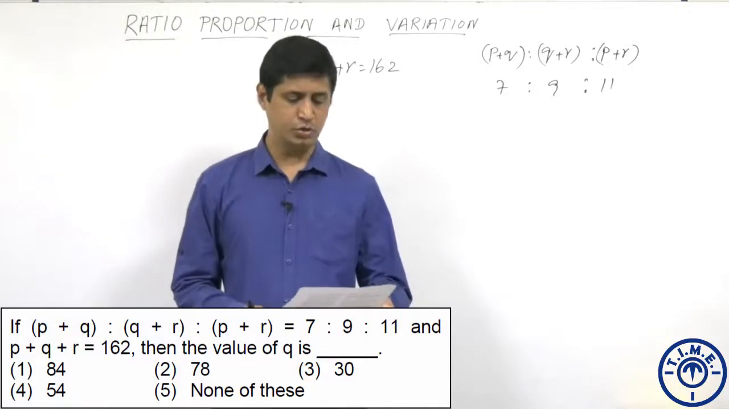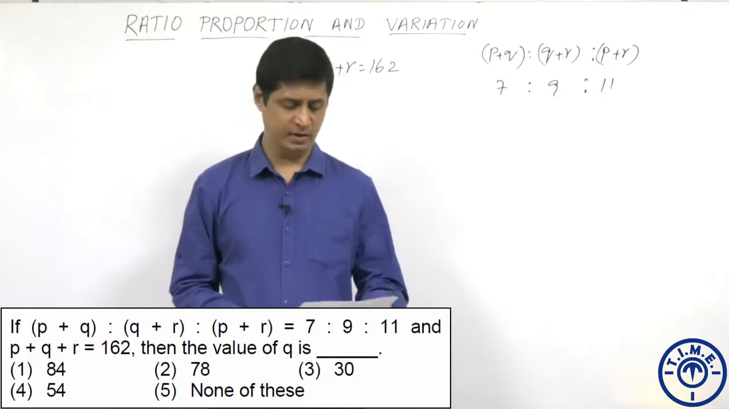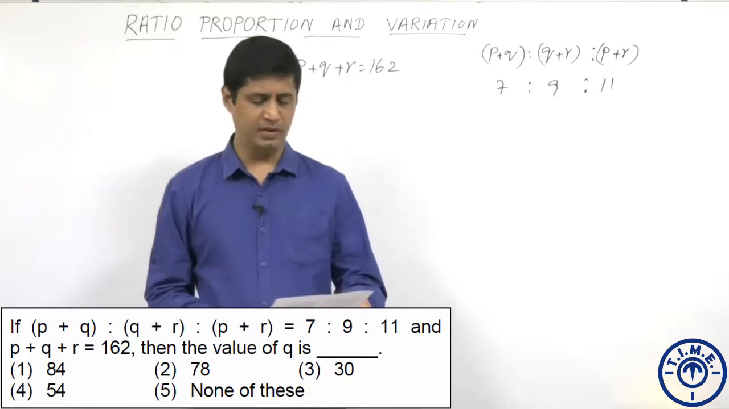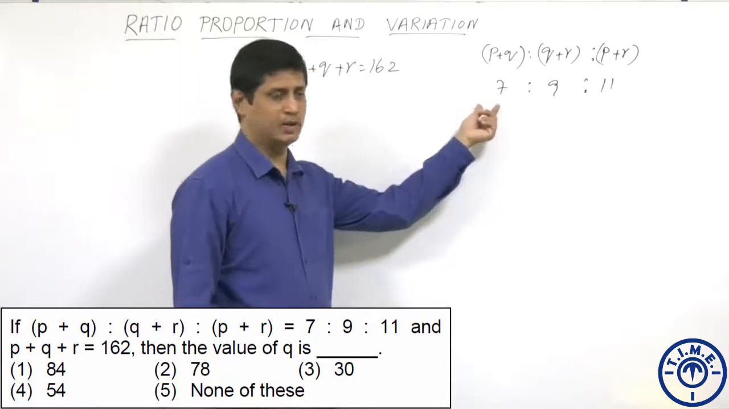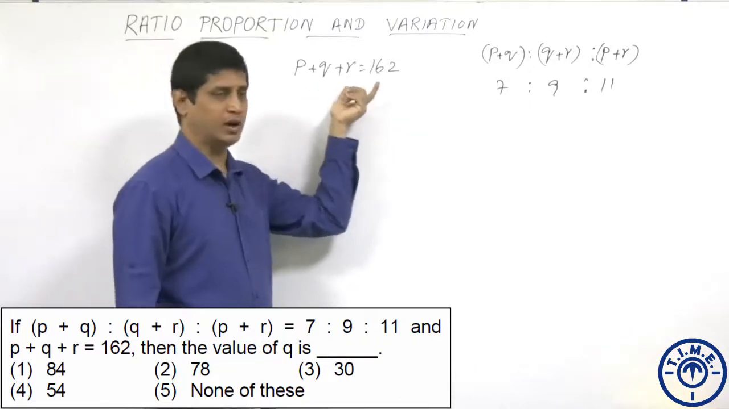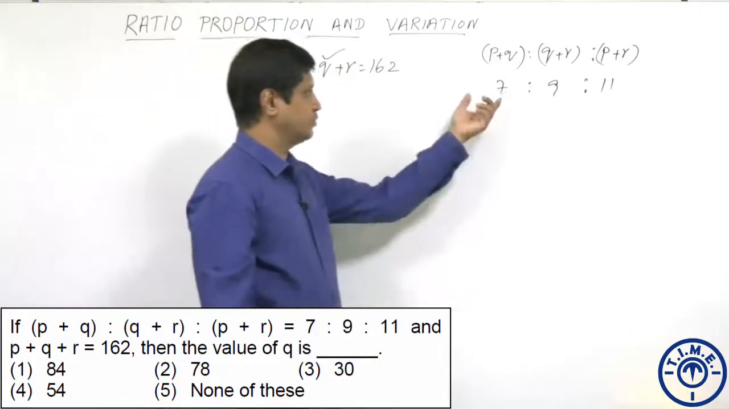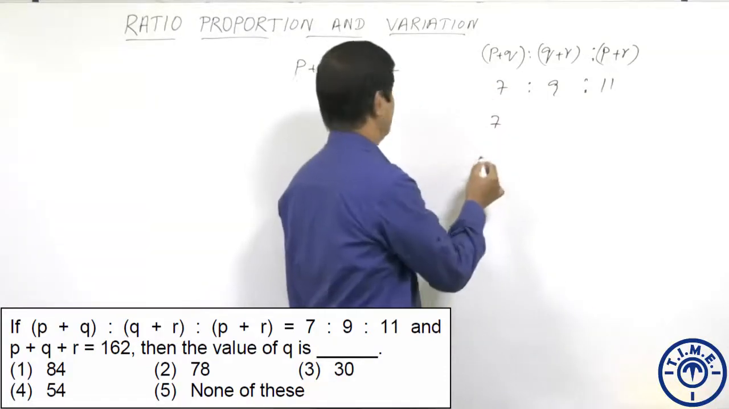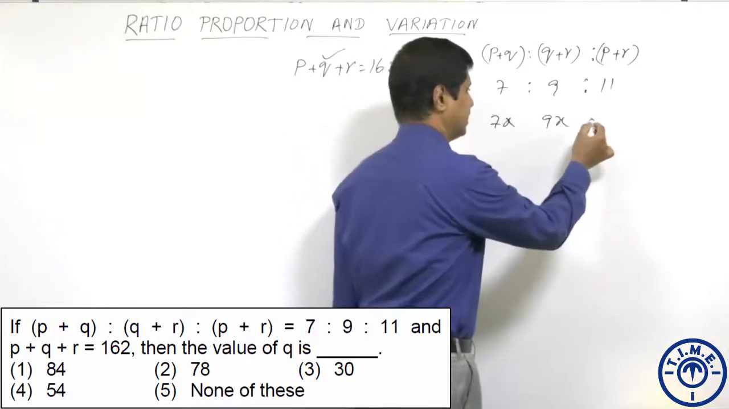If p plus q is to q plus r is to p plus r is equal to 7 is to 9 is to 11, and p plus q plus r equal to 162, then find the value of q. Now what is the data given? The ratio of p plus q, q plus r, p plus r is given, as well as the sum of p, q and r. What to find? The value of q. Now the ratio of these three parts is 7 is to 9 is to 11. I am using x as a constant variable. Now 7x, 9x and 11x.